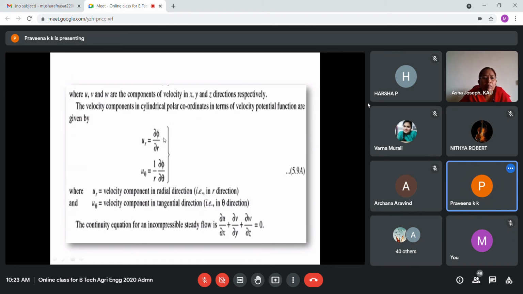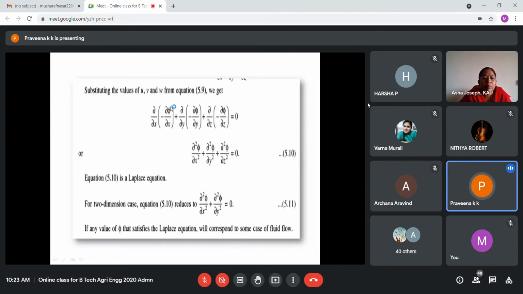That is dou by dou x of, instead of u we have written, minus dou phi by dou x, plus dou by dou y of minus dou phi by dou y, plus dou by dou z of minus dou phi by dou z. That will be equal to 0 by the continuity equation. Or it can be written as dou square phi by dou x square plus dou square phi by dou y square plus dou square phi by dou z square equals 0. And this is the Laplace equation. This is an important equation you have to take in your mind. This is the Laplace equation.